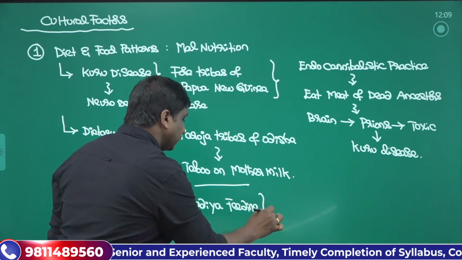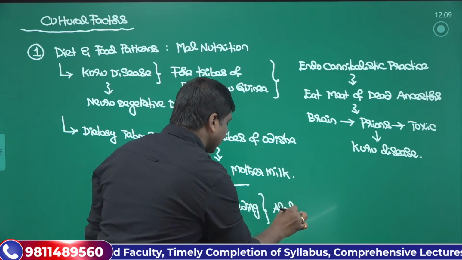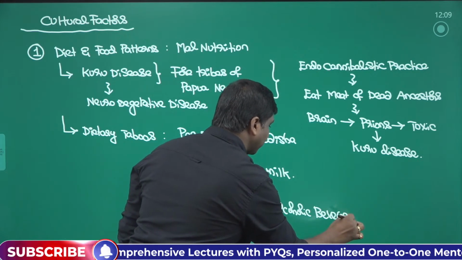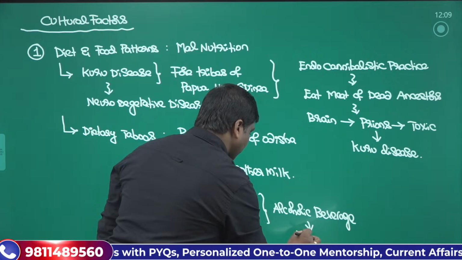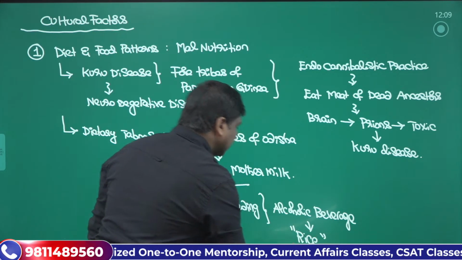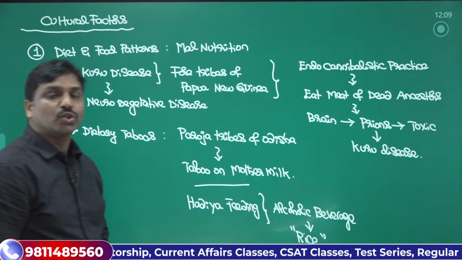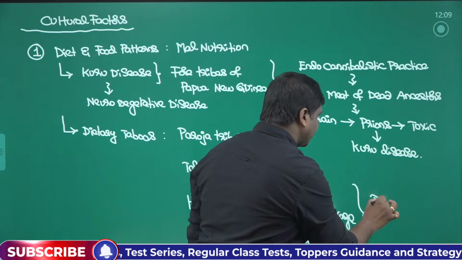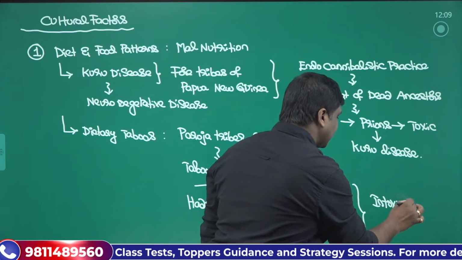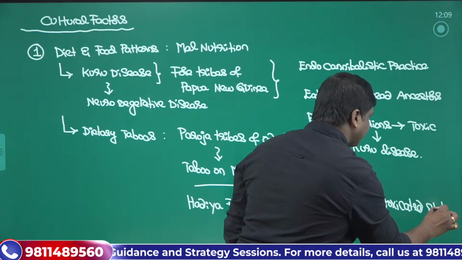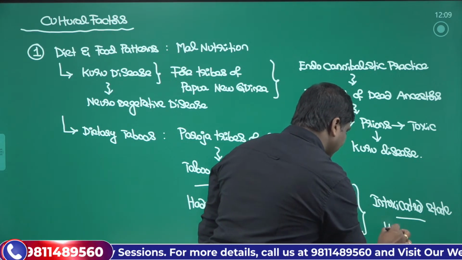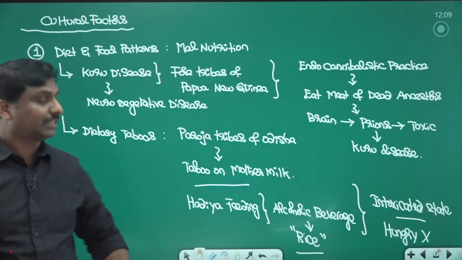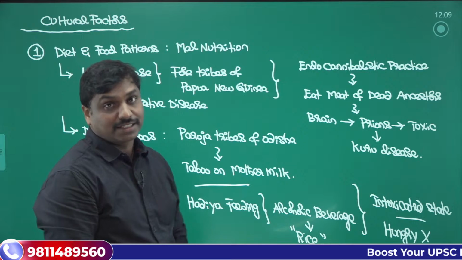Hadiya is a kind of alcoholic beverage made from rice. They will feed the babies with hadiya, so babies will always be in a kind of intoxicated state, and because of this they won't feel hungry. That's why they won't go for feeding from the mother. So this is one dietary practice.